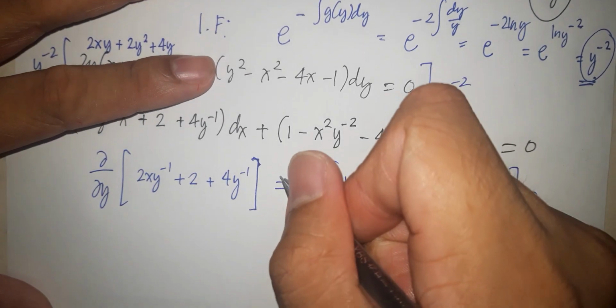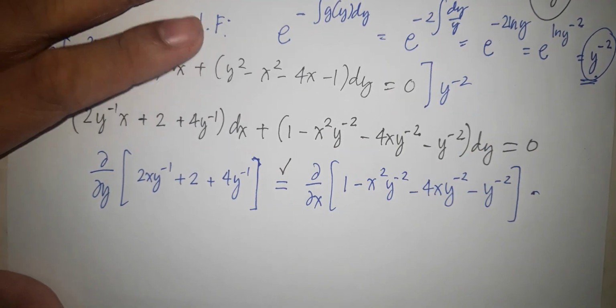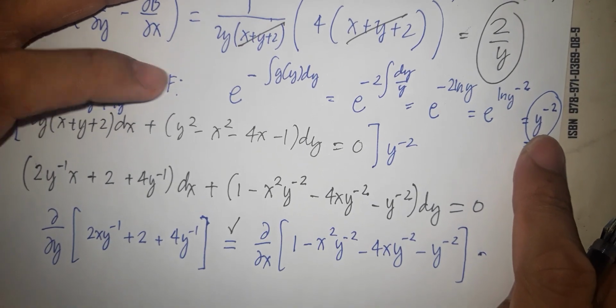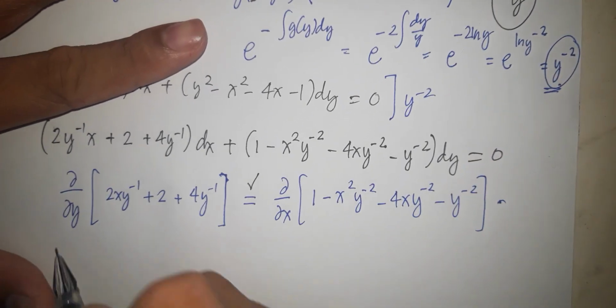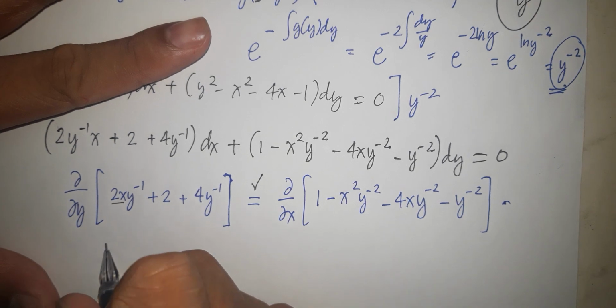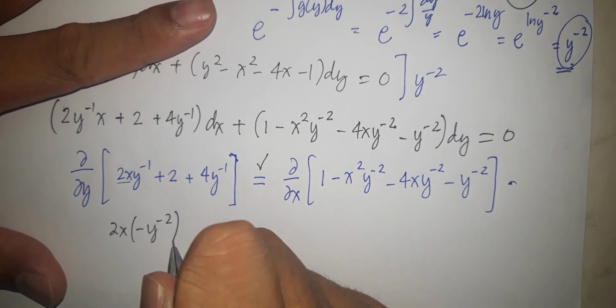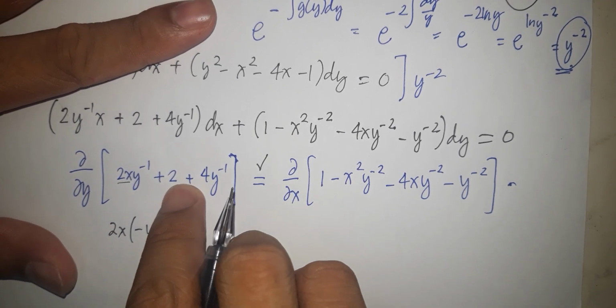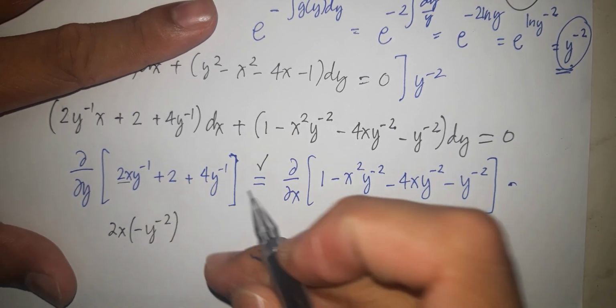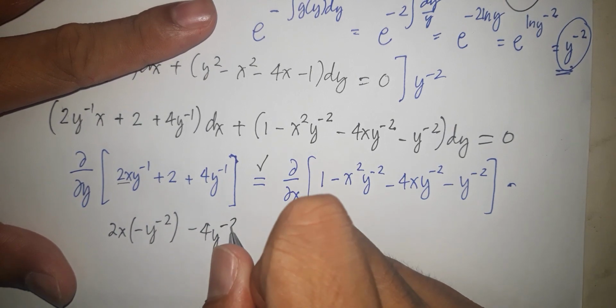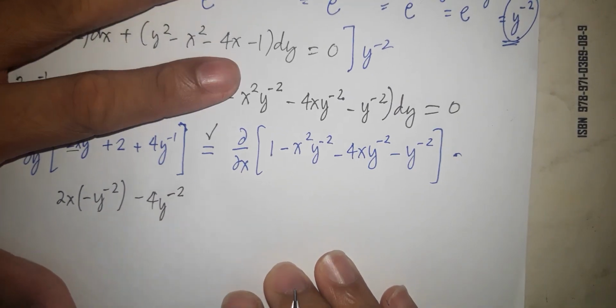So, of course, we expect them to be equal. So let's claim they are equal because we multiplied by our integrating factor. With respect to y, this is constant. So that's 2x y^-2. The derivative of the constant is 0. The derivative of this, -4y^-2, again, that's the power formula.